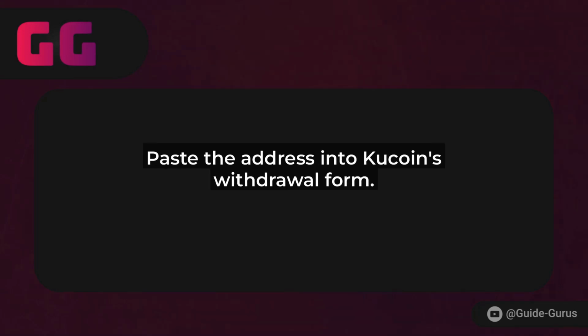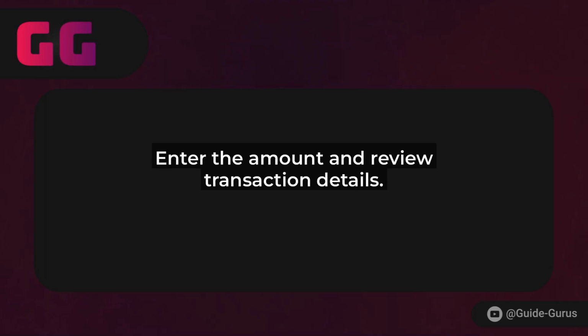Now, switch to Kraken. Log in. Go to your deposit page and select Chainlink. Copy the deposit address provided. It's usually a long string of letters and numbers. Make sure it matches the Ethereum network to avoid any lost funds. Pro tip: always verify the address to prevent scams.